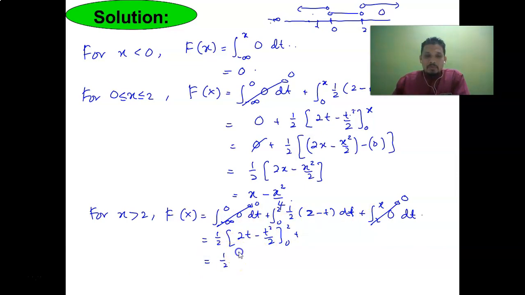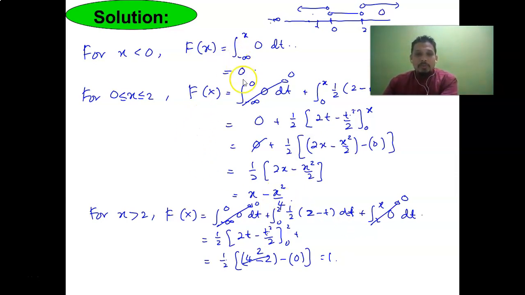So 1 over 2, substitute t with 2 first. So 2 times 2 equal to 4, then minus 2 squared, 4 divided by 2 equal to 2. Minus, so substitute t now with 0. 0 and 0, 0. So then 4 minus 2 equal to 2. 2 times half equal to 1.